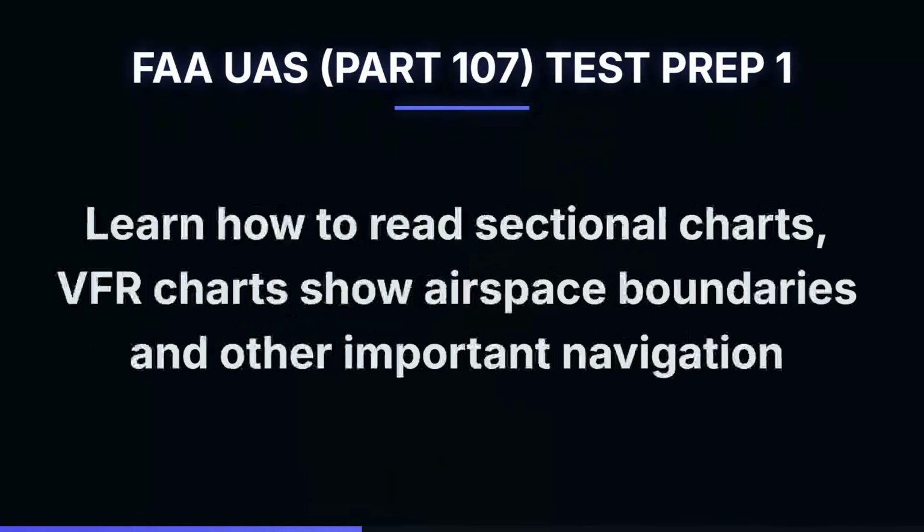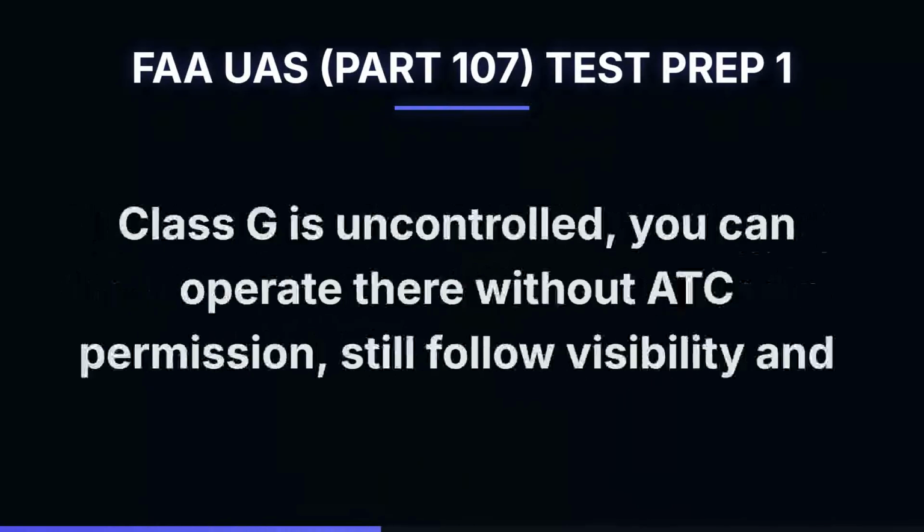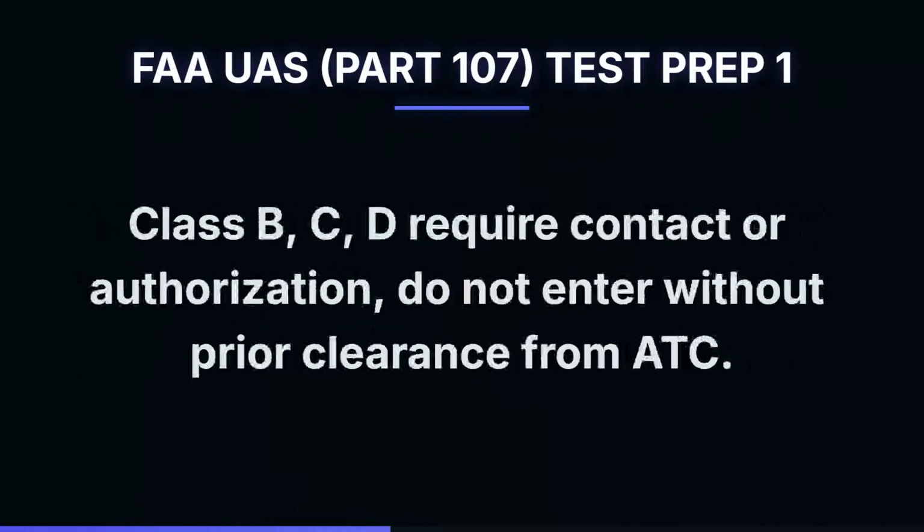VFR charts show airspace boundaries and other important navigation details. Controlled airspace has different classes. Each class needs specific permissions or limits you must respect. Class G is uncontrolled. You can operate there without ATC permission, still follow visibility and cloud rules. Class B, C, D require contact or authorization. Do not enter without prior clearance from ATC.